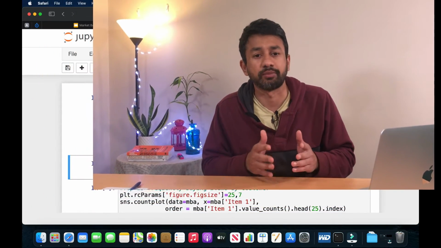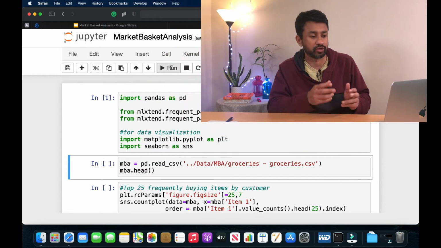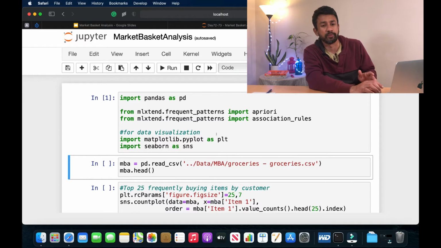So now, once you have seen the video about market-based analysis and understood what it is, it's time to go into the actual implementation and see how it has been implemented. As you see on my screen, these are all the various packages that are required in order to implement the market-based analysis. So let's import all the required packages.